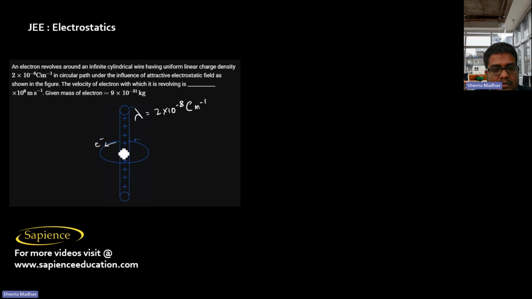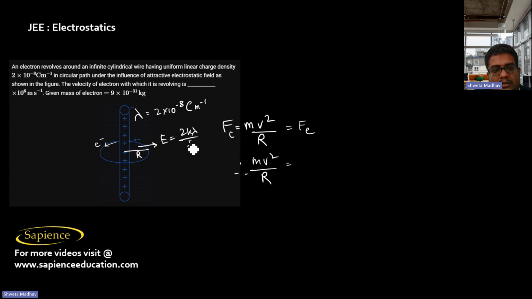So now as we can see, the centripetal force is equal to m omega squared r, or I can say mv squared by r, where r is the radius of the circular path. That will be the same as the electrostatic force of attraction. Therefore mv squared by r will be equal to the electric field, as you know, here it will be 2k lambda by r, which is equal to lambda by 2 pi epsilon naught r.